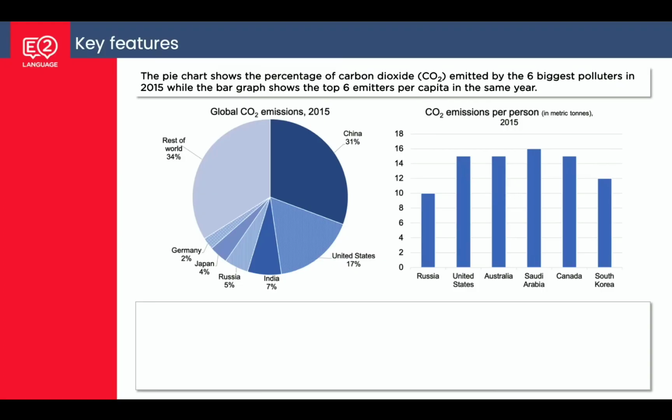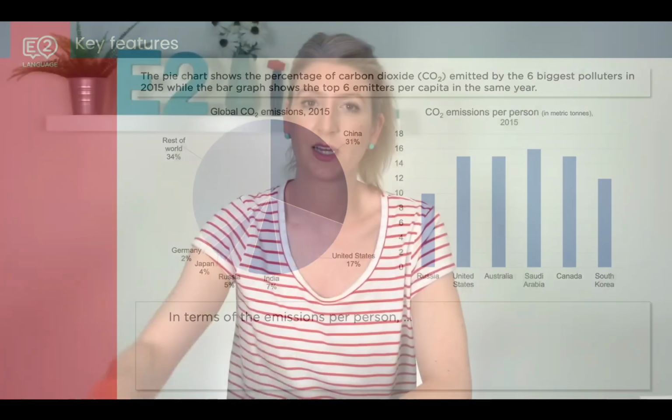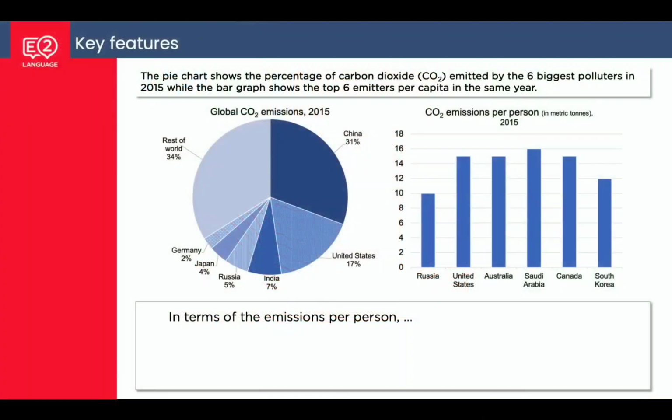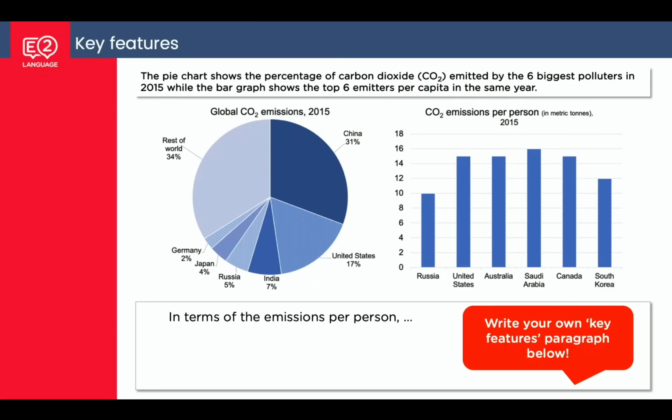The final paragraph is going to deal with the bar chart. This is how I would begin that paragraph. In terms of the emissions per person, but rather than finish it off, I'd like to offer you the challenge. Can you write the rest of this task one in the comment section below? Use this sentence starter and finish it off. Remember to include data in your description.